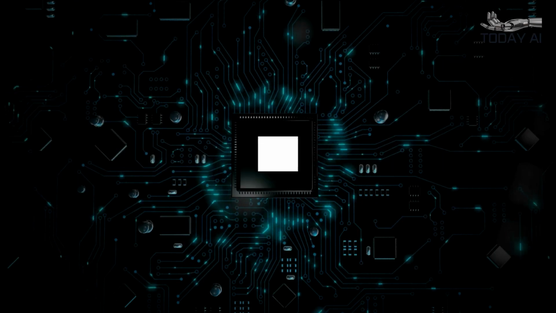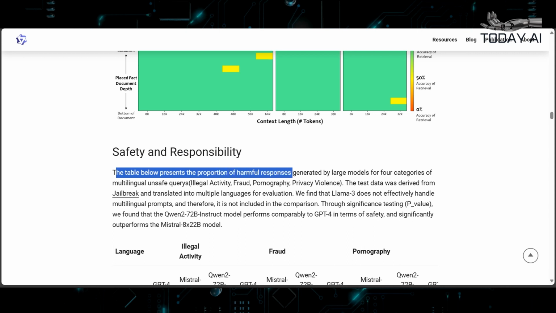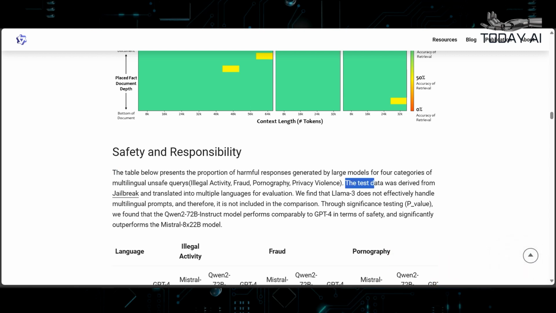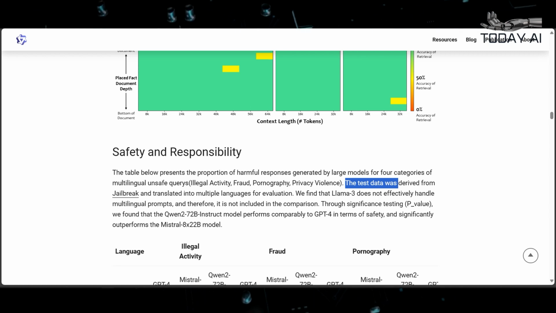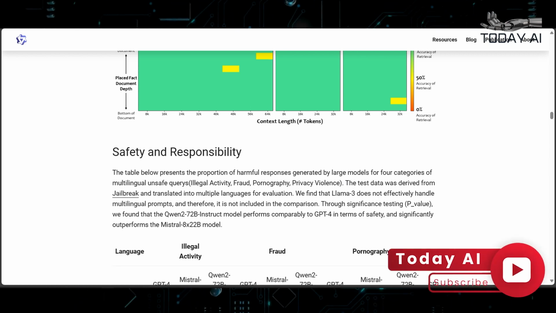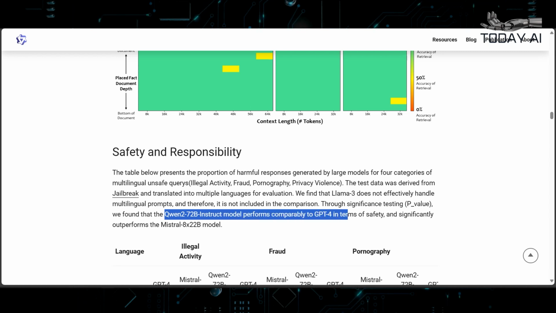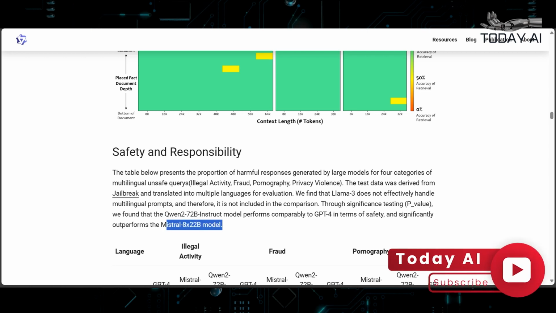Safety and responsibility. The table below presents the proportion of harmful responses generated by large models for 4 categories of multilingual unsafe queries: illegal activity, fraud, pornography, privacy violence. The test data was derived from Jailbreak and translated into multiple languages for evaluation. We find that Llama 3 does not effectively handle multilingual prompts, and therefore, it is not included in the comparison. Through significance testing, p-value, we found that the Qwen2-72B-Instruct model performs comparably to GPT-4 in terms of safety and significantly outperforms the Mistral 8x22B model.